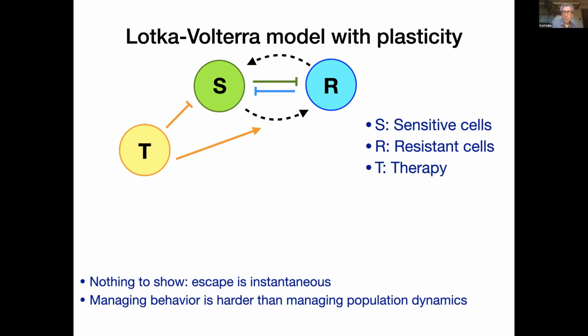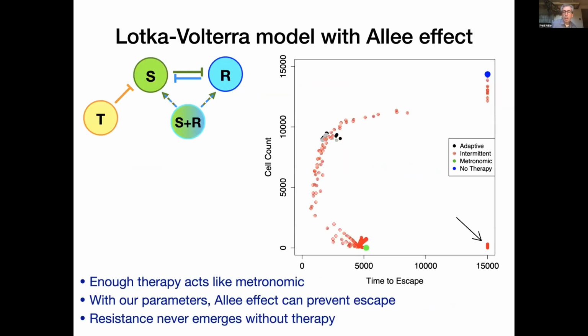With plasticity, I don't show the results because in this case, we're only looking at the time to escape, that is emergence of resistant cells, and that happens immediately. And plasticity is a real problem. It's a real thing. And I think how to manage that will require a very different type of thinking than these ecological models. The Allee effect is rather interesting, however.